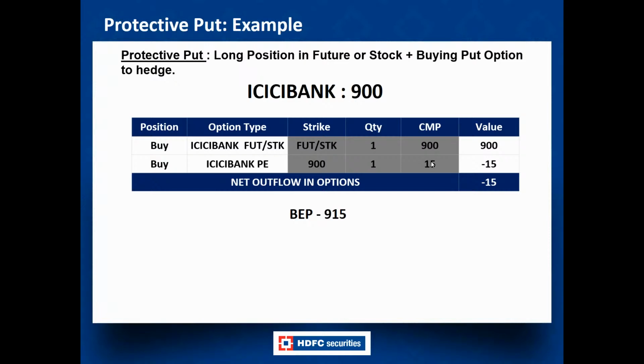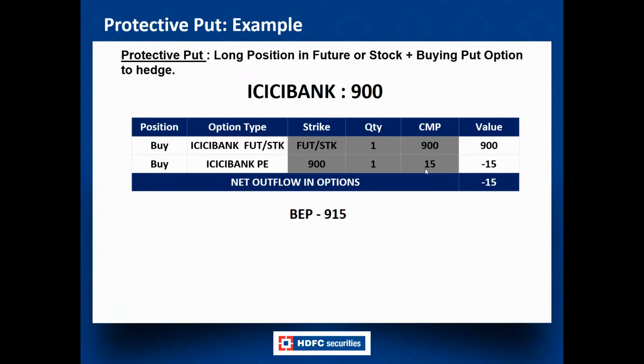But if ICICI Bank starts moving down, in futures you will be exposed to unlimited loss. But since you have the 900 put option at 15 rupees, that put option will cushion your loss and protect on the downside. However much it goes below 900 rupees, the 900 put option will compensate you. So here your break-even point for this strategy is 915.